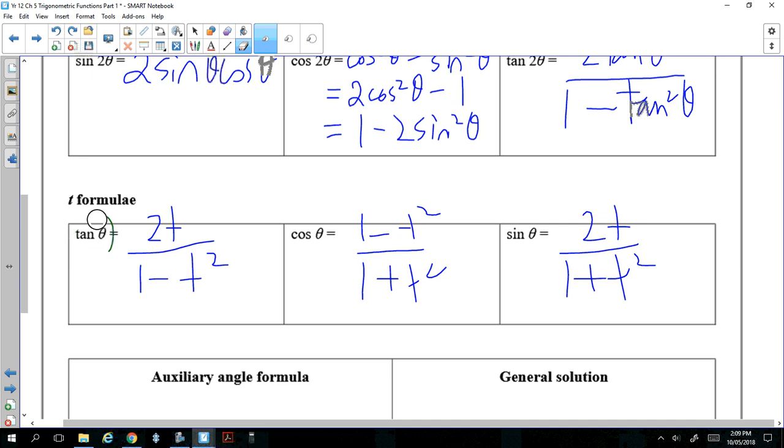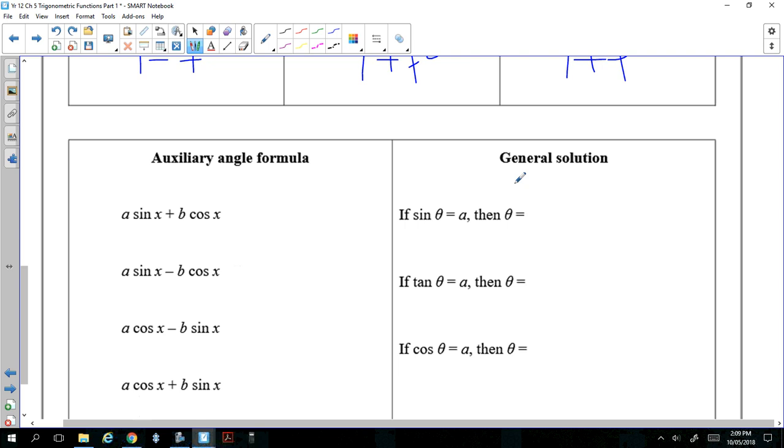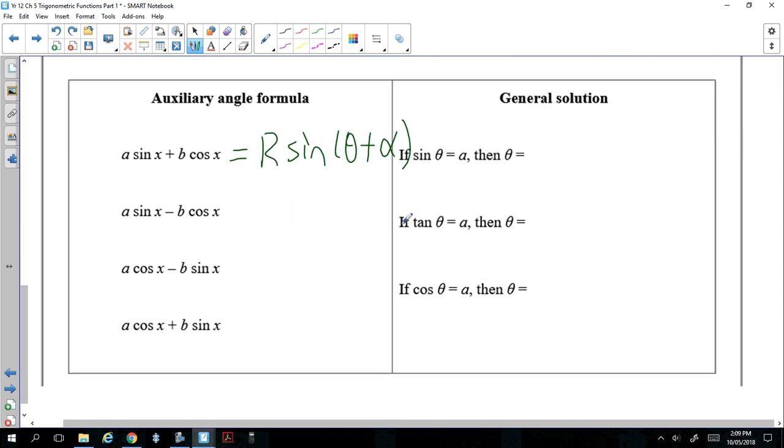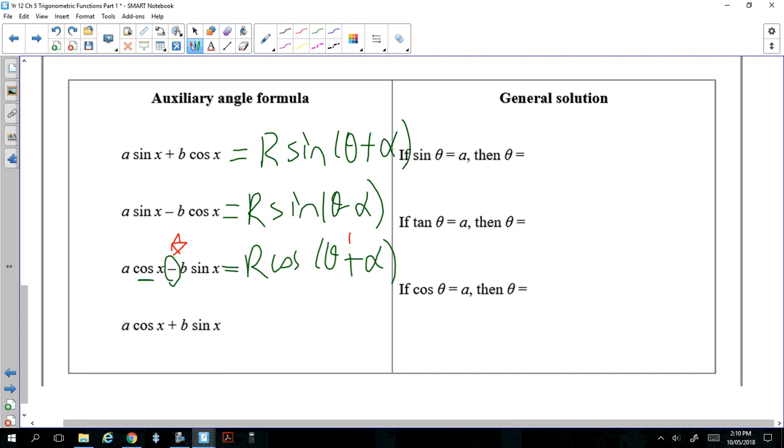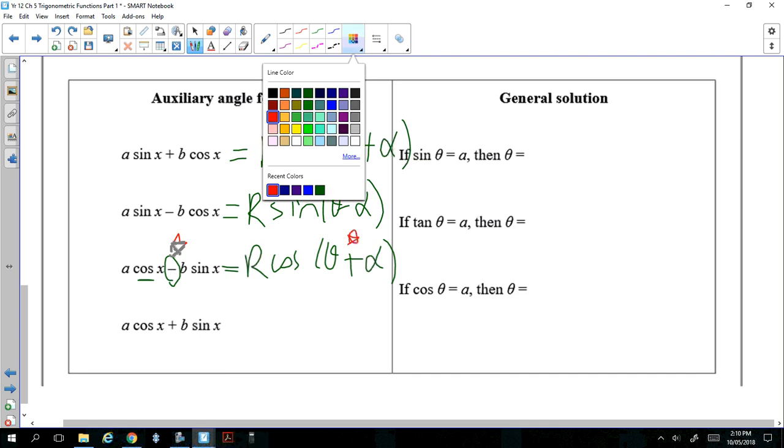So what's the use of this? You can write it in the form of r sine theta plus alpha. And this one you can write as r sine theta minus alpha. If you start with cos, you write r cos theta, but if it's a minus, you write plus alpha. Note the difference. Asterisk key. Just be careful. And the other one is equal to r cos theta minus alpha.